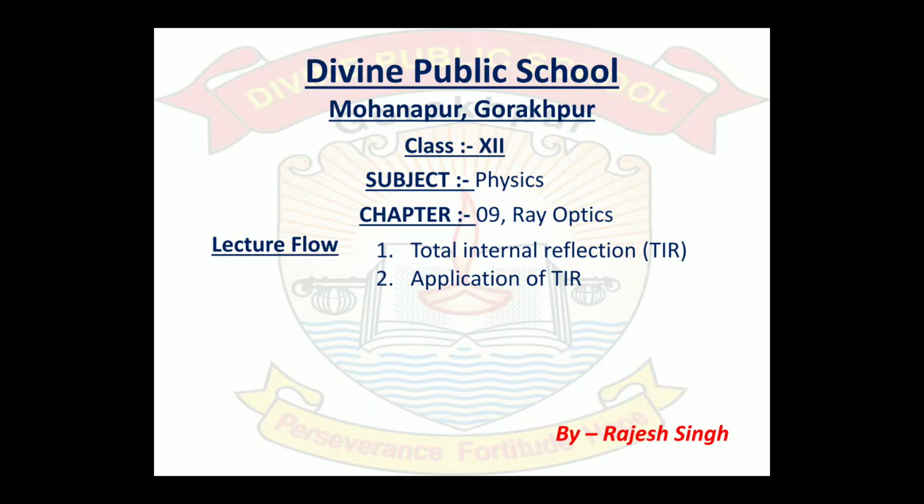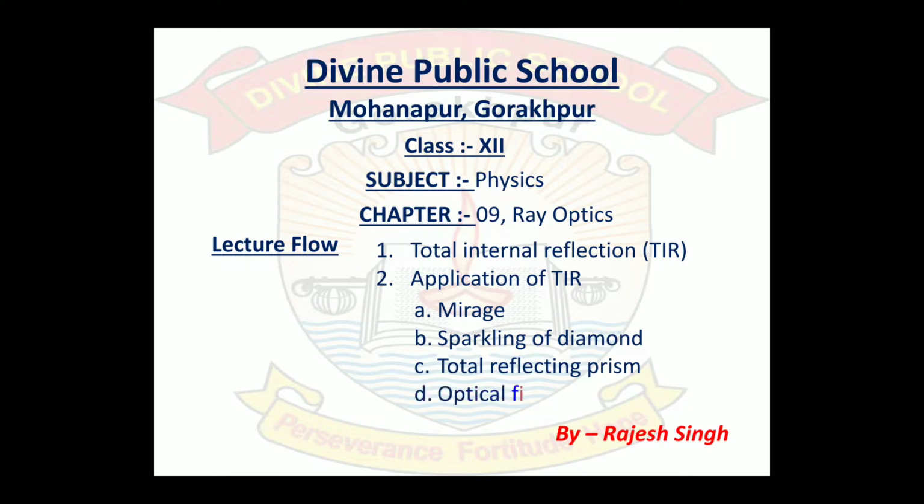TIR is total internal reflection. In this, four applications are there. First one is mirage, second is sparkling of diamond, third one is total reflecting prism, and fourth one is optical fiber. So let us start.